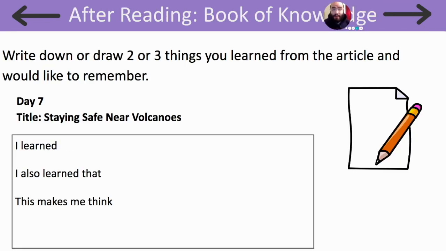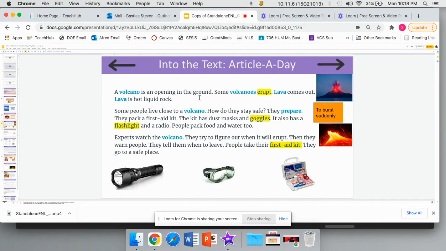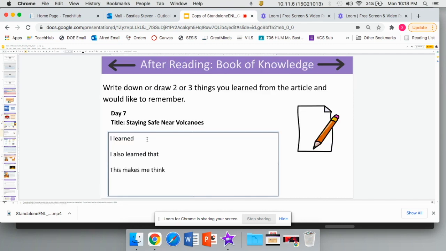Now I want you to write down 2 or 3 things you learned in your book of knowledge. So take a moment to write those down. As always, I'm going to go back to my article so I can find my evidence. So the first thing I learned is that sometimes volcanoes erupt. So I'm going to write that down in my book of knowledge. I learned that sometimes volcanoes erupt.